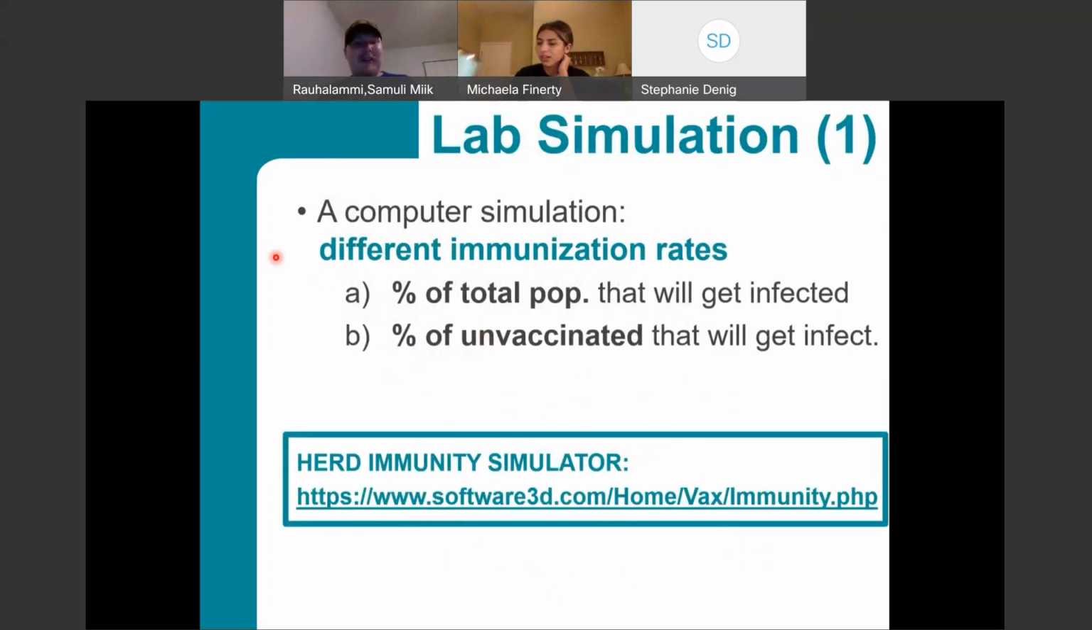So what you're going to be doing in this lab, you're going to go to this website, and it is there on the lab worksheet. It's a simulation software about how a disease spreads through the population if we have a certain amount of individuals vaccinated or not vaccinated. So you look at the number of total population that gets infected and how many of the people who are not vaccinated get infected. So we're really doing on a computer the big simulation that we were doing for the past 2 years.